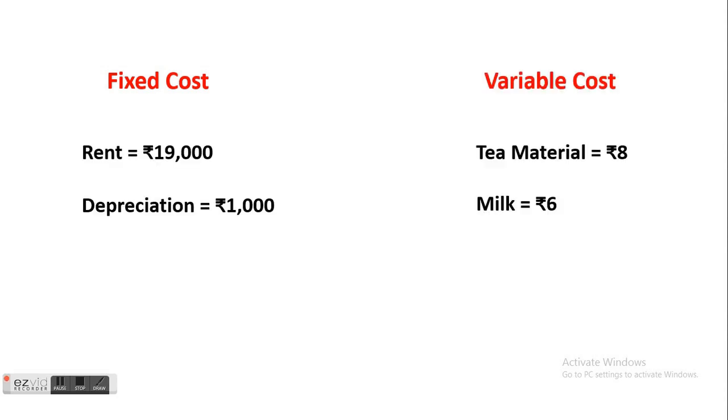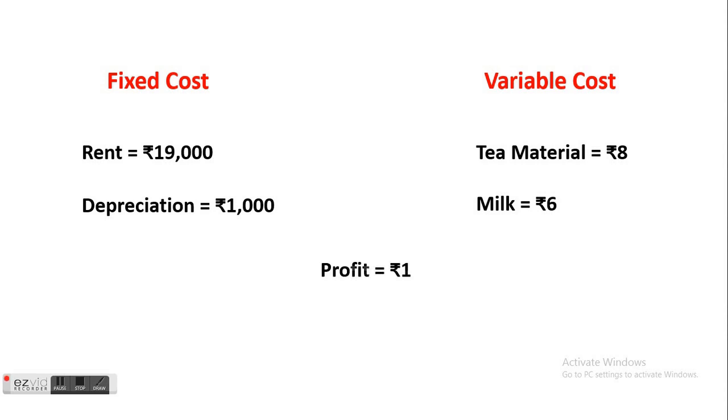The owner says that in order to operate that tea shop, he has to pay an annual rent which is 19,000 rupees. Further, the cost of table, chair, gas stove, utensils was 6,000 rupees and the estimated life of these things was 6 years. Hence, the annual depreciation comes to 1,000 rupees. Let's talk about the variable cost now. The cost of sugar, tea leaves, a cup of water from a Bisleri bottle and spices was around 8 rupees. The cost of milk used to make the tea was around 6 rupees.